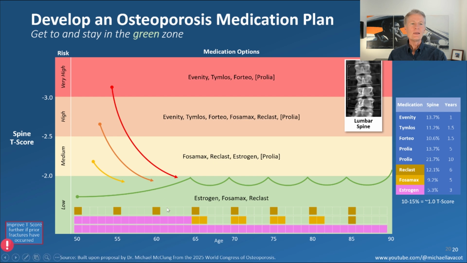Oh, I forgot to tell you. When you were using this chart on the right-hand side, you see the spine numbers, right? The percentage increase for the trial years. 10 to 15% is about 1 T-score. So you can see that let's say we're at minus 3.5. Well, even if you could get a full T-score from Evenity, you're only going to be down to minus 2.5, right? So you're still going to have to do something after that. And you know what? Bisphosphonates probably aren't going to do the trick for you. So you're going to have to do more work here, and I'll show you some examples.